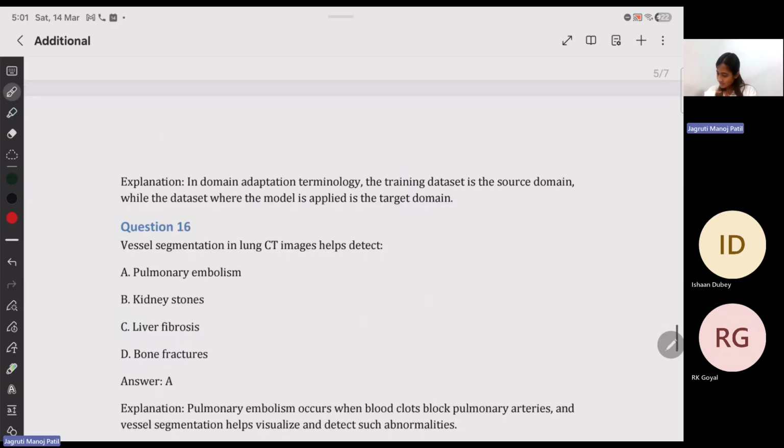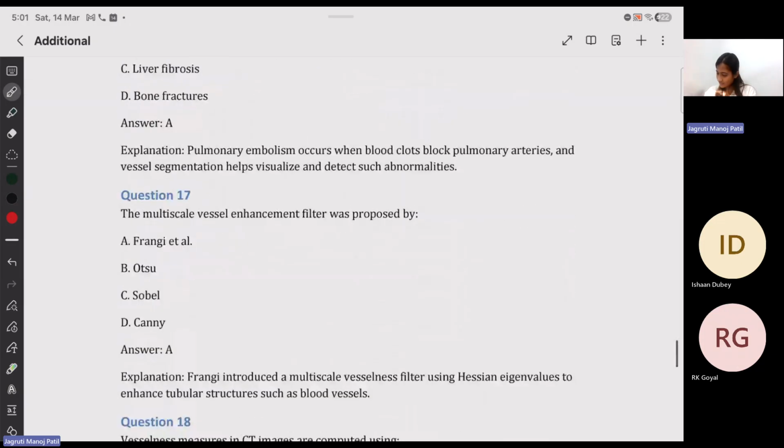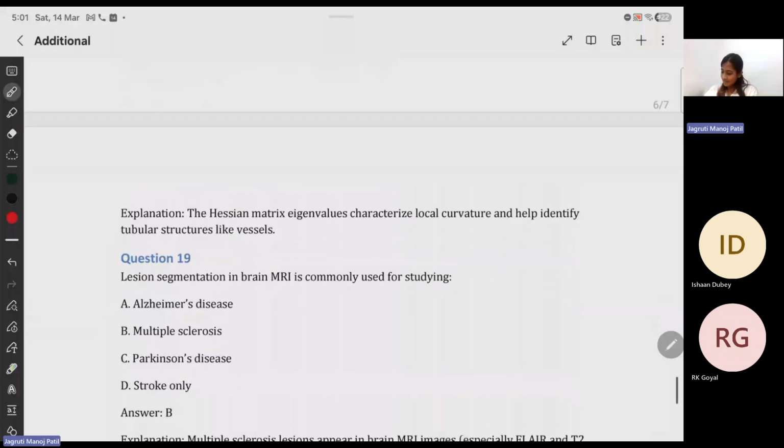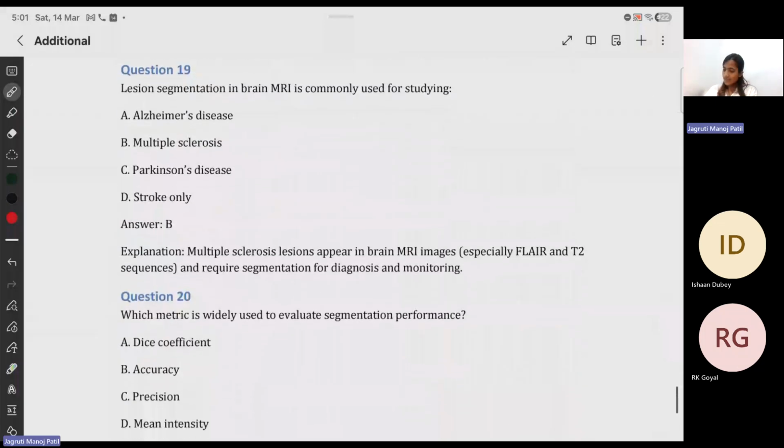Let's say this is fine, application based, and this is also not needed. This one. Vesselness measures in CT images are computed using what? Hessian matrix. This is fine. Here, which metric is widely used to evaluate segmentation performance? We look for retinal vessel segmentation. Dice coefficient. Nice. So I guess that's it.